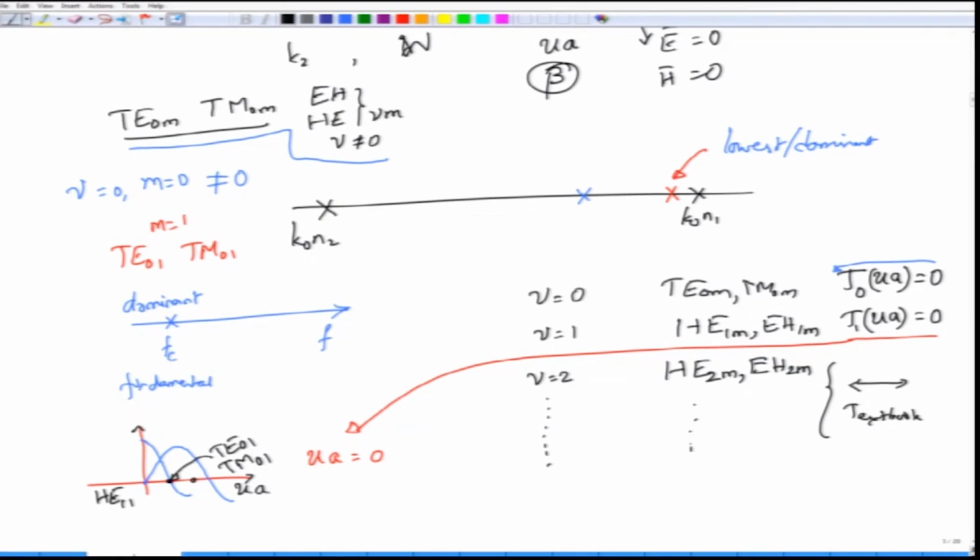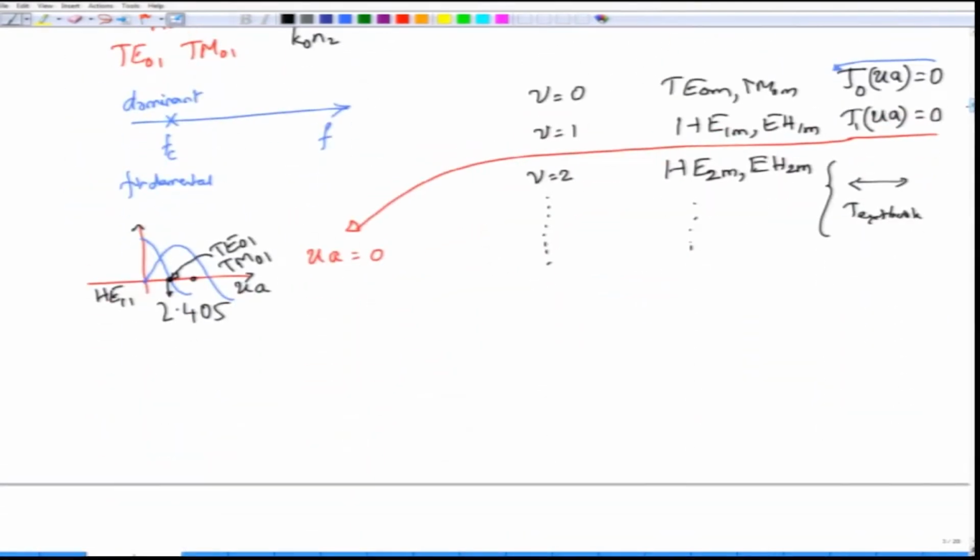Sorry, this one should be the case where you get TE01 and TM01 equal to 0, and this happens at a value of 2.405. Okay. So when your product u into A exceeds 2.405, or we will actually define a different parameter, but then when this exceeds the value of 2.405, then these two modes begin to propagate.